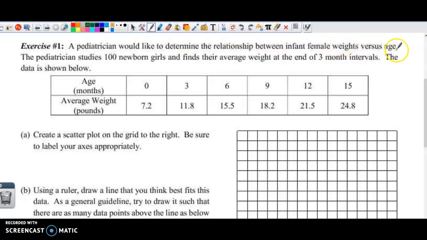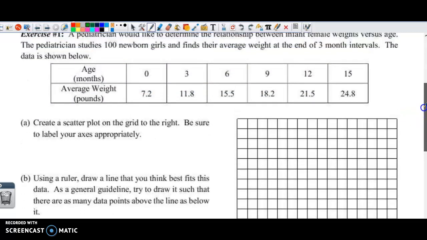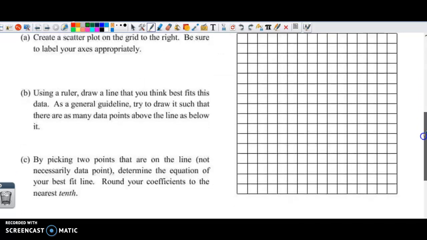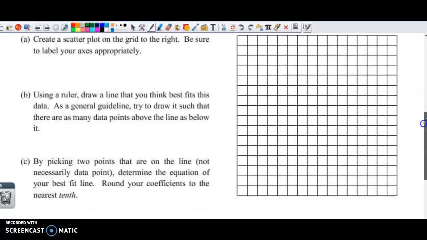So what we have in our first example is they're studying newborn girls. They find their average weight at the end. So these are averages throughout time. And so what they're doing is they want you to create a scatter plot, and based off of the problem, I'm going to label my x-axis as age in months.